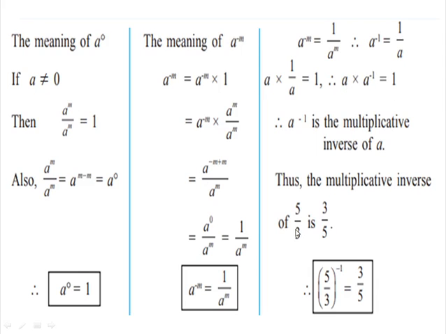Thus, the multiplicative inverse of 5 upon 3 is 3 upon 5. That we have already seen. Now, in the previous classes, we have learnt that when we take the reciprocal, we call it the multiplicative inverse. Now, how will we write it using index or exponent? 5 upon 3 raised to negative 1 is 3 upon 5. Here, when we put the index as negative 1, we write the multiplicative inverse of 5 upon 3. The multiplicative inverse of 5 upon 3 is written as 5 upon 3 raised to negative 1. It is 3 upon 5.